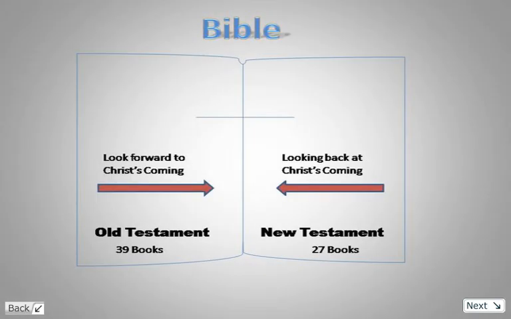We want to take here a complete overview of the Bible. We have the Old Testament and we have the New Testament. There are 39 books in the Old Testament, 27 books in the New Testament. The Old Testament looks forward to the coming Messiah, to Christ's coming. In the New Testament, we're looking back at Christ's coming. So these are two key things to remember about the Old Testament and the New Testament. The Bible is divided into two main parts.